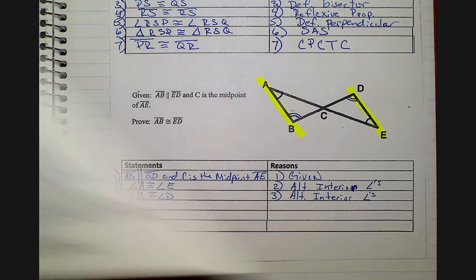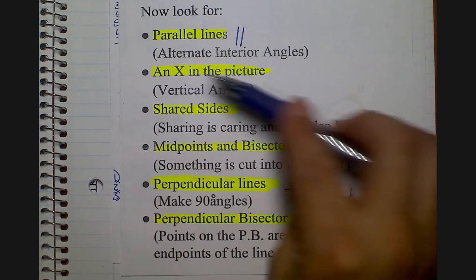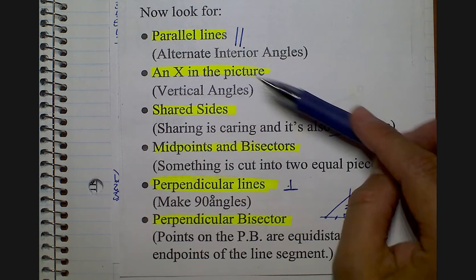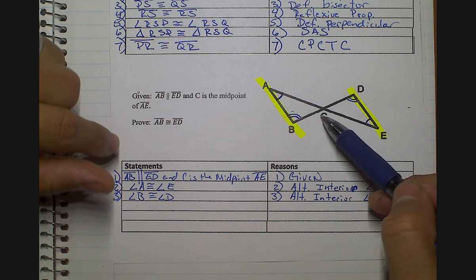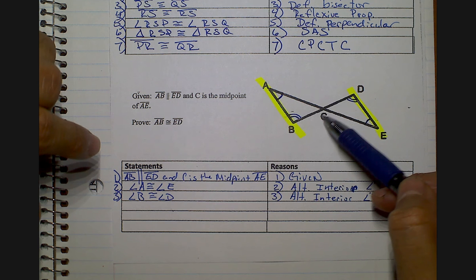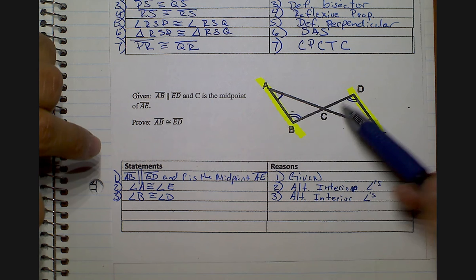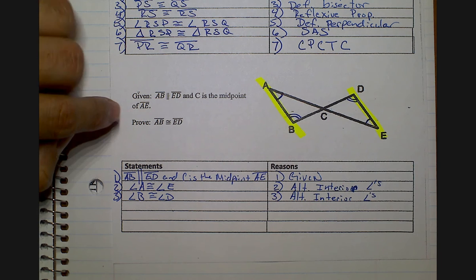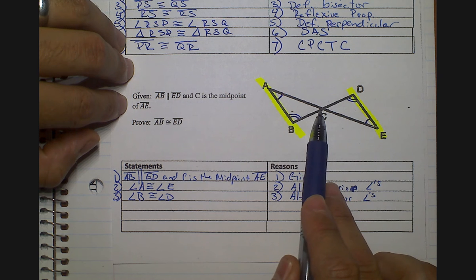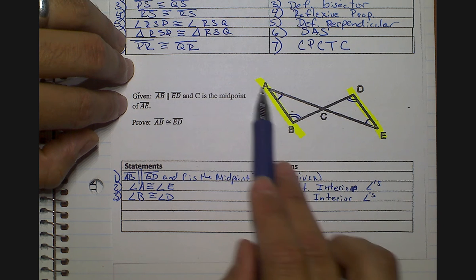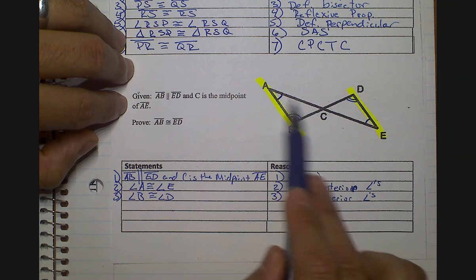So if I'm looking at the picture, do they make an X? Yes. I'm going to have vertical angles. But now, where are the vertical angles going to be? I can't just say C, because if you look, there's 1, 2, 3, 4. Wouldn't it be angle ACE and BC? ACE is a straight line. Oh, ACB and then BC.